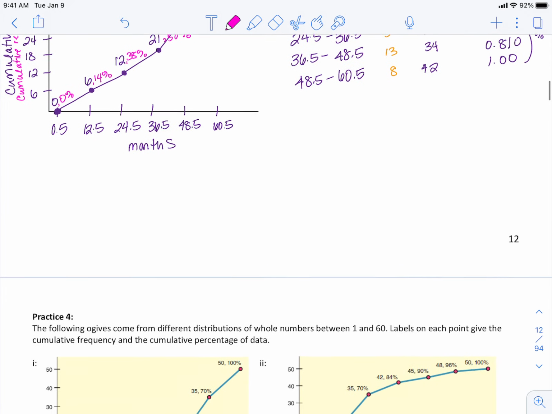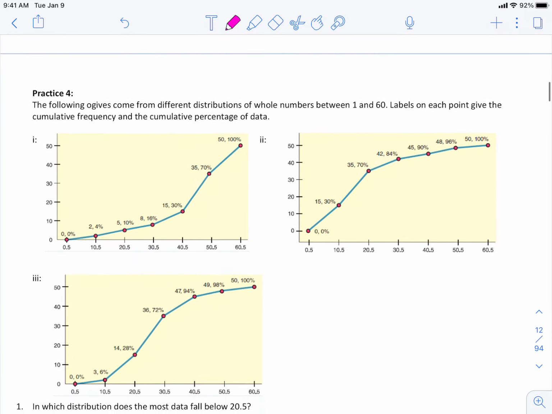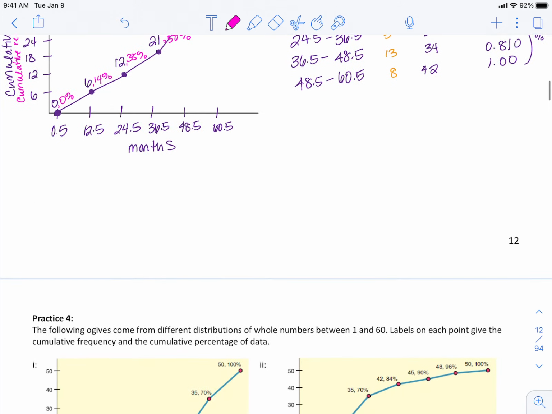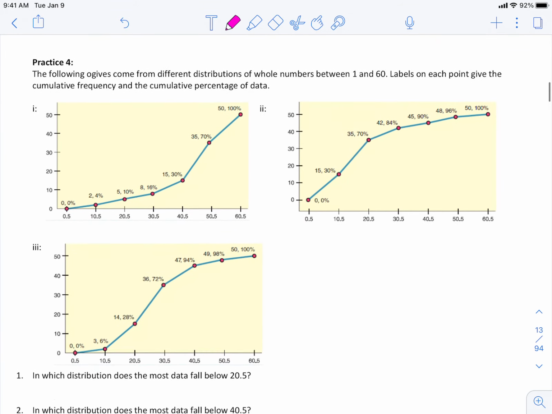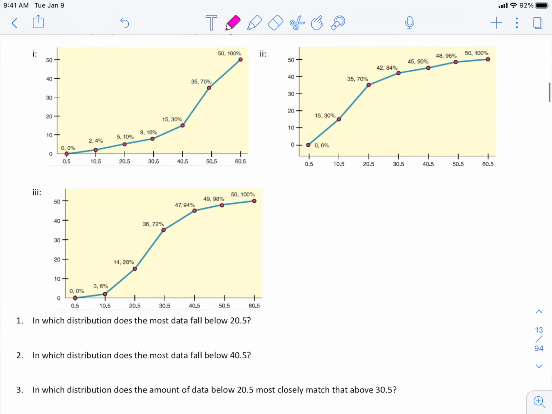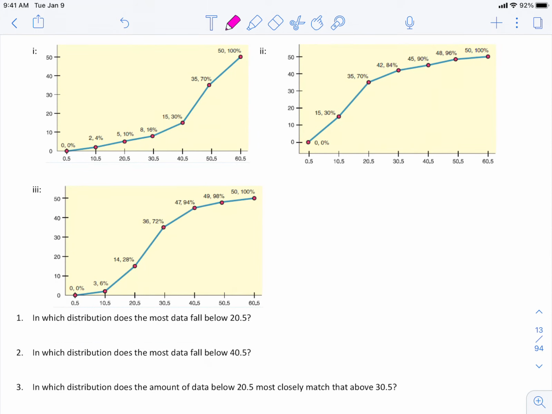All right, our last practice. Here we are given ogives, and for each of these, it says labels on each point give the cumulative frequency and the cumulative percentage of data, which is the cumulative relative frequency. So it's just like listing both of these like we just did. That's what's given to us on these graphs. So we have to answer some questions. The first one says, in which distribution does the most data fall below 20.5?